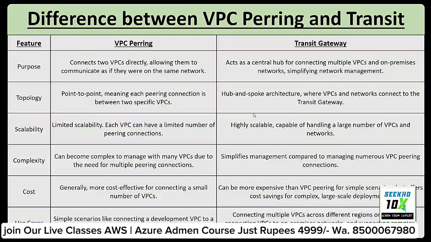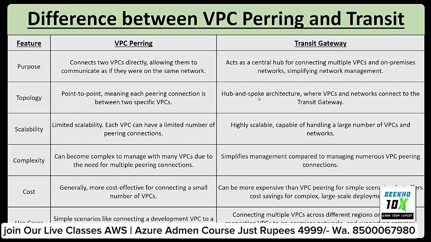So what are the differences here? The purpose: connecting two VPCs directly, allowing them to communicate as if they were in the same network. That is called VPC peering. If you go for the transit gateway, it acts as a central hub for connecting multiple VPCs and on-prem networks, simplifying the network management. So network management is very easy when you use a transit gateway. And topology is nothing but rules and protocols. It's point to point. VPC peering is point-to-point, meaning each peering connection is between two specific VPCs. So between two specific VPCs, the connection will be established.